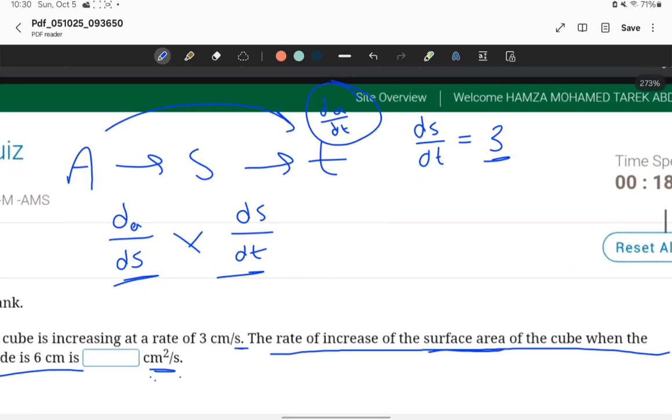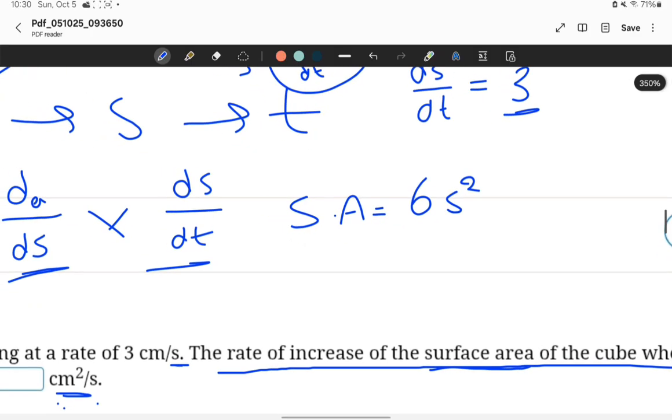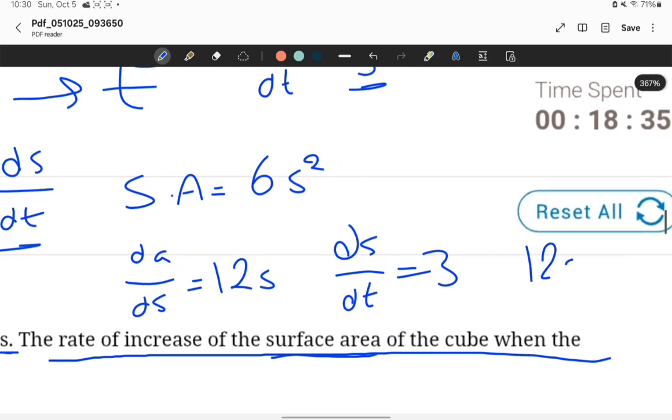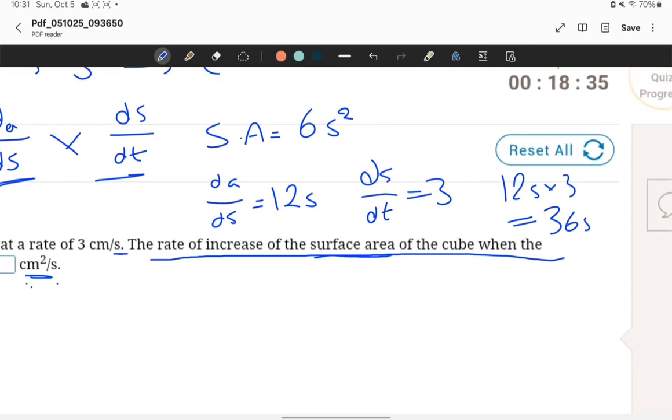dA over ds. So the surface area of a cube is going to be 6 times side squared. If we differentiate this, we get dA over ds equals 12s. And we need to multiply this by ds over dt, which they gave us to be 3. So 12s times 3 is going to be 36s. The rate of increase of the surface area when the length is 6, substitute 6. So 36 times 6, we get 216.